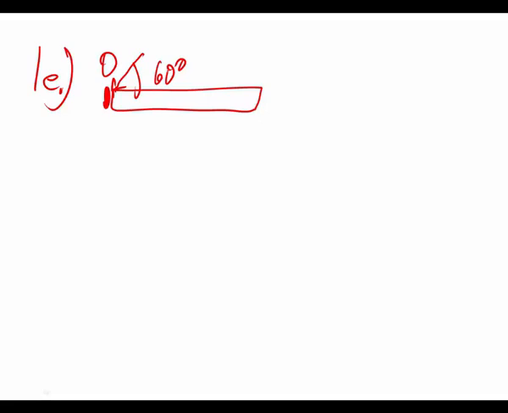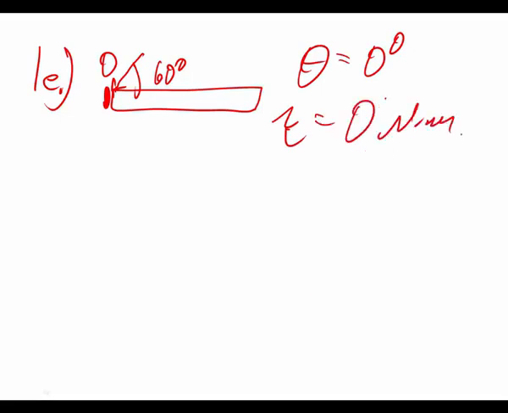Okay, but now wait a minute. Notice it's applied right at the point of rotation. So what is the angle actually? Is it applied to the lever, or is it applied to the axis? Axis, so that its angle theta is what? 0 degrees. So the torque is, I'm not even going to write it down, 0 Newton meters. I don't need to write it down because there's no torque.